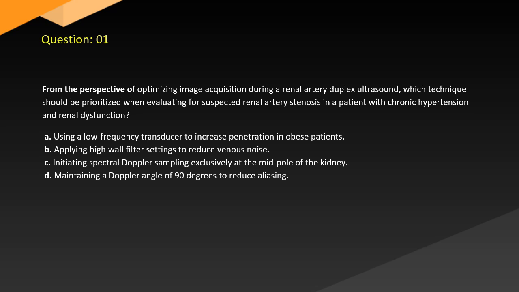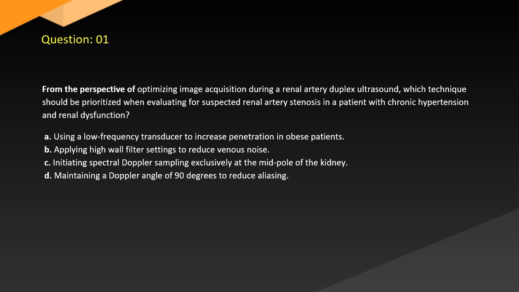Question 1. From the perspective of optimizing image acquisition during a renal artery duplex ultrasound, which technique should be prioritized when evaluating for suspected renal artery stenosis in a patient with chronic hypertension and renal dysfunction?